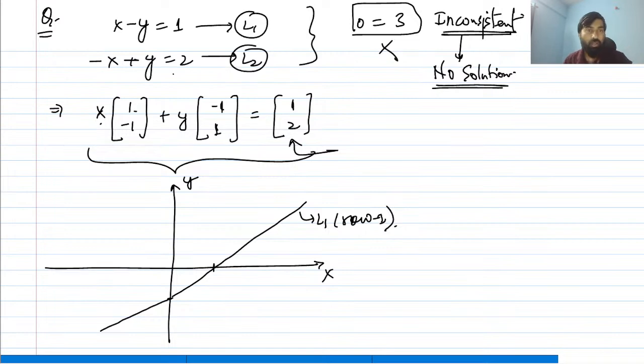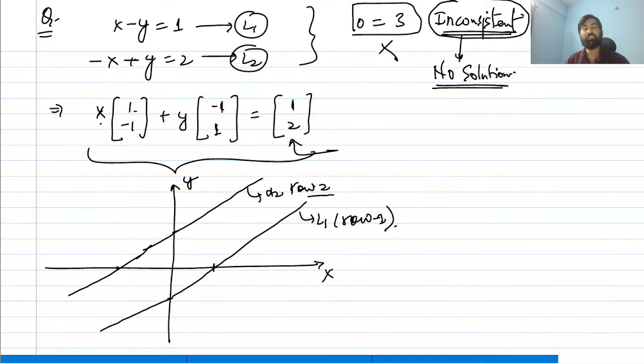Now the second one: if you take y equal to 0, x is minus 2, so this is a point. If you take x equal to 0, y equal to 2, so this is a point. Join these two points. You see these two lines, row 1 and row 2, are not intersecting. What is the meaning of that? No solution, because the system is inconsistent. Don't break your head: in the exam, if they ask questions and the system of equations is inconsistent, you can immediately conclude that.